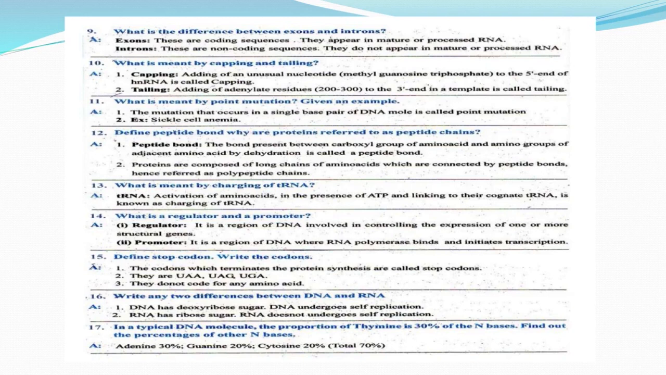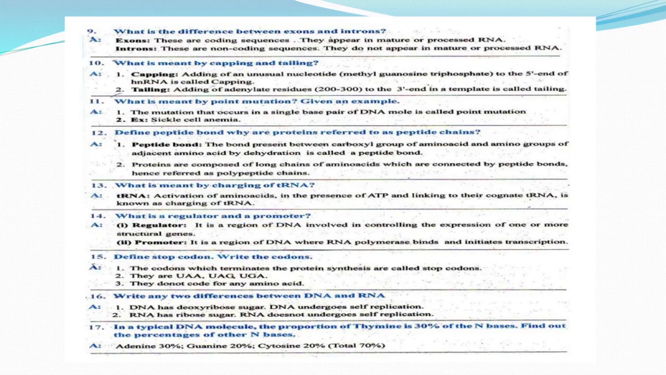And the next question: in a typical DNA molecule, the proportion of thymine is 30% of the N bases. Find out the percentages of other N bases. This is also a very important question.